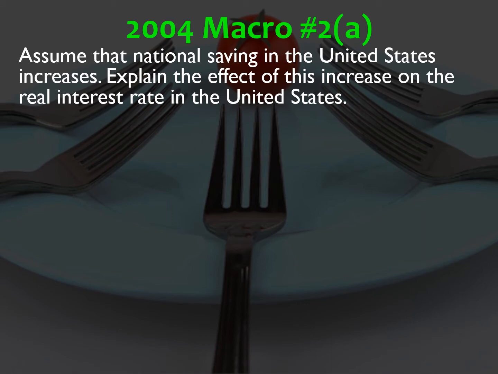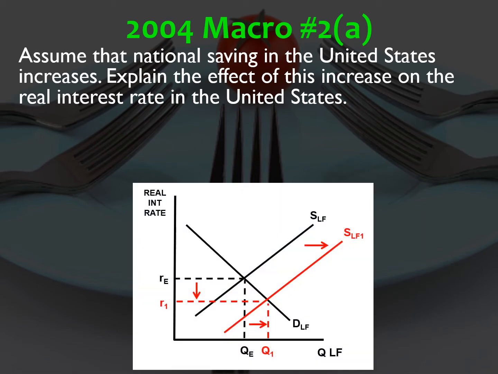2. Assume that the national saving in the U.S. increases. Explain the effect of this increase on the real interest rate in the U.S. So this is a depiction of the loanable funds graph. Increases in national savings increases the supply of loanable funds. You don't have to draw the graph, you just have to explain.